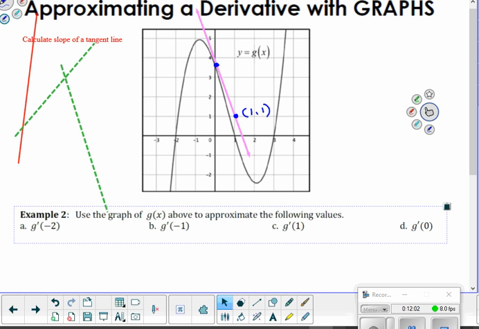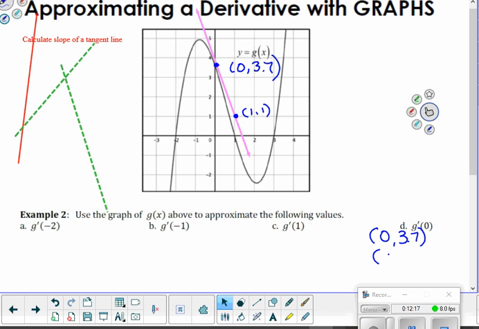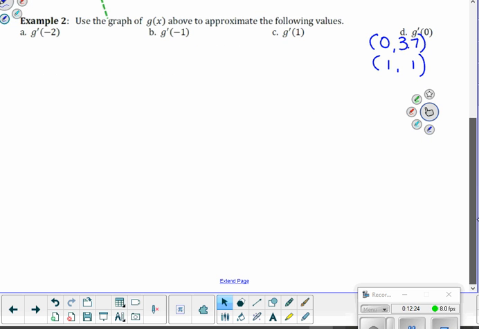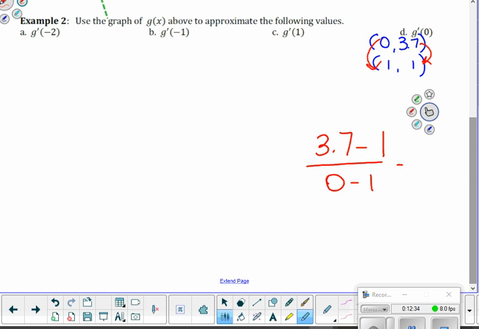Not so much, huh? Okay, I'm going to name this one then as (0, 3.7). Maybe I'll put them down here by us: (0, 3.7) and (1, 1). Difference of our y's: 3.7 minus 1, over the difference of my x's, 0 minus 1, gets me 2.6 over negative 1.